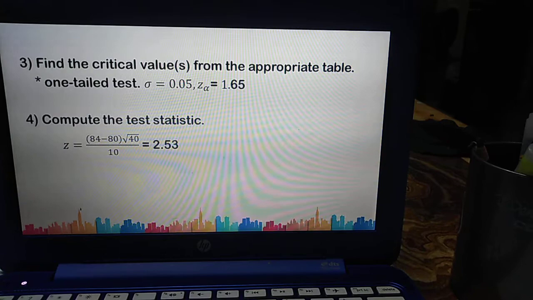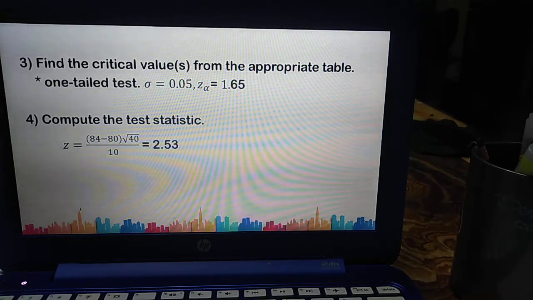Computing for the test statistic, we substitute 84 minus 80 all over 80 multiplied by the square root of 40 divided by 10, which will give us again 2.53.